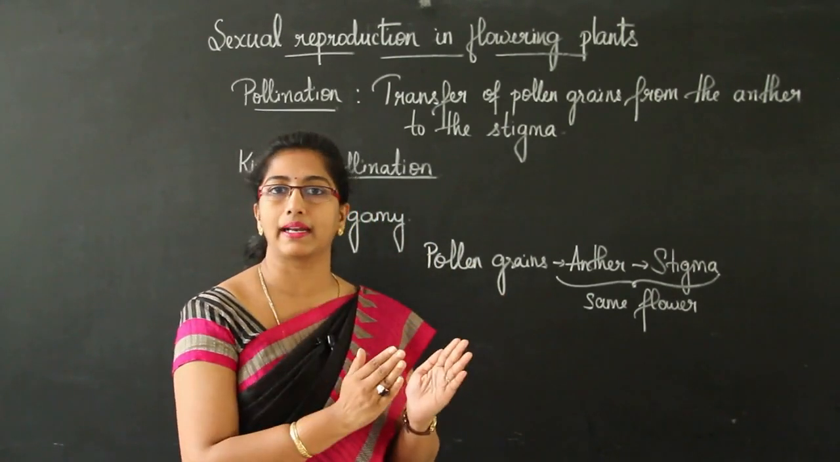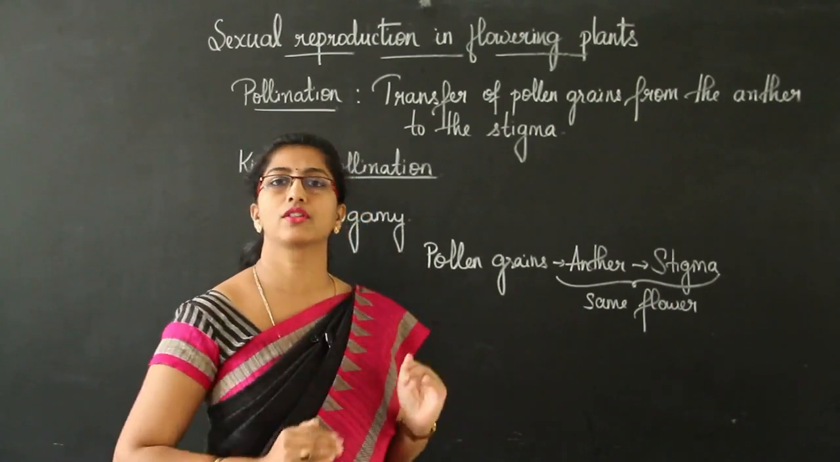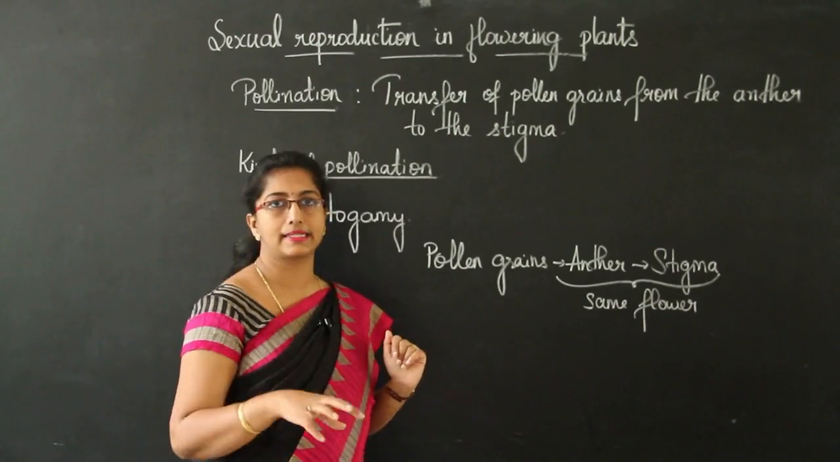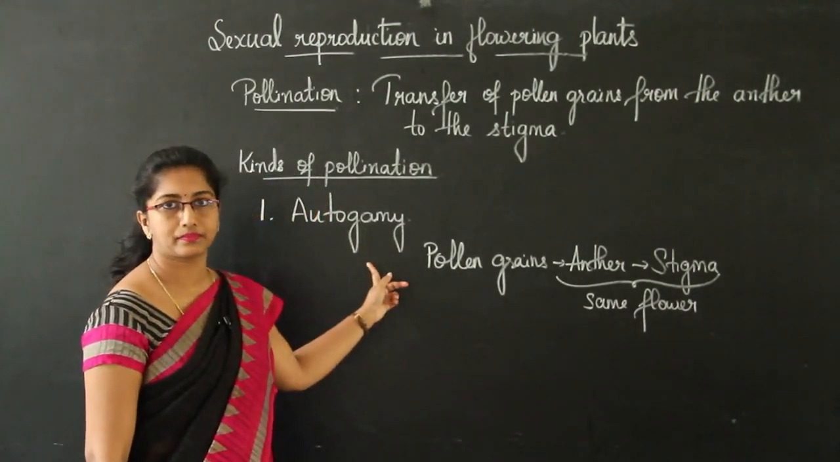There shouldn't be any barriers, there shouldn't be any difference in their position. So they should be closer to each other. Only then we will see that even in a bisexual flower, we can see autogamy.